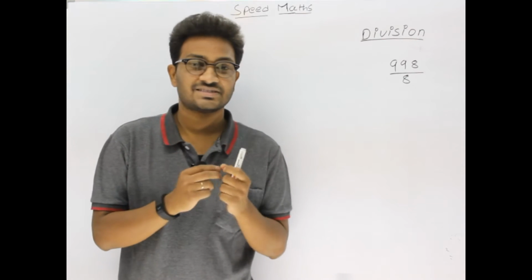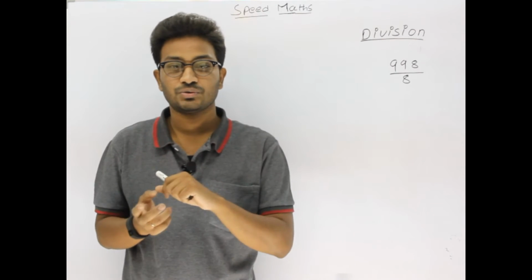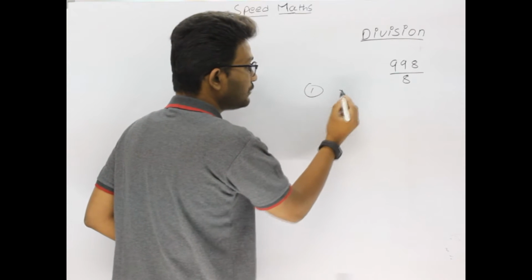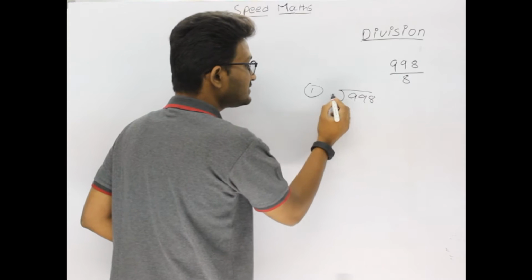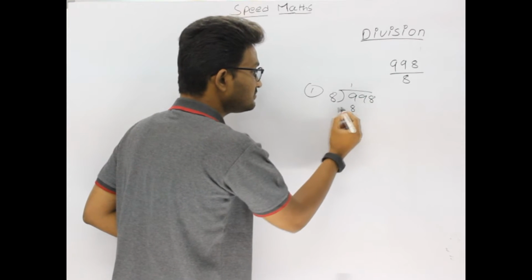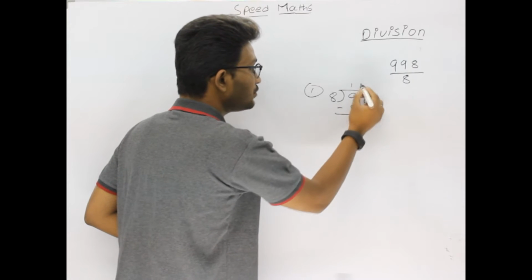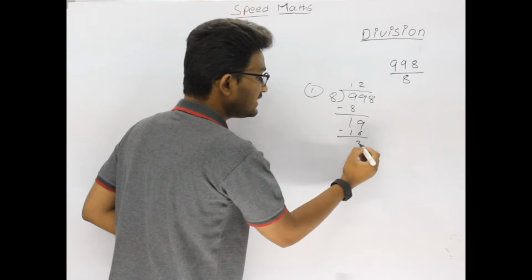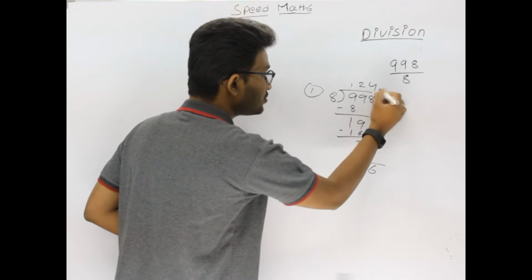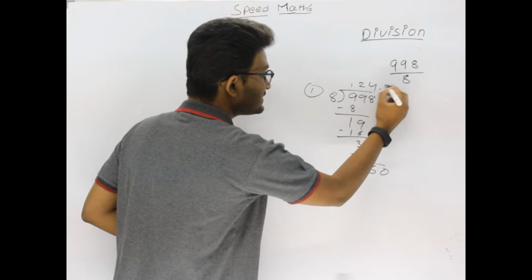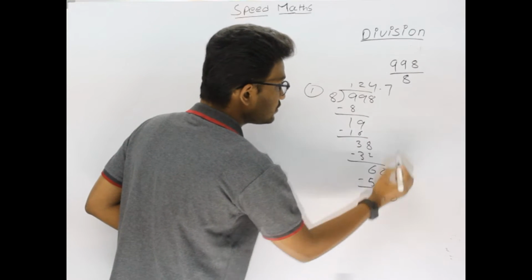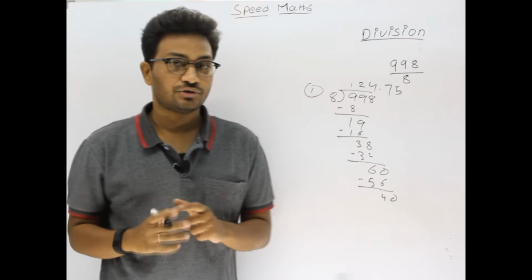The moment students see problems on division, they try to do it in two ways. One is this way. They write the numbers like this and they try to divide it like this. 8 1s are 8, so 1, 9. 8 2s are 16, so 3, 8. 8 4s are 32, so 6, so point, so 0 and 7, 56, 4, 0, 5. And they get answer as 124.75.